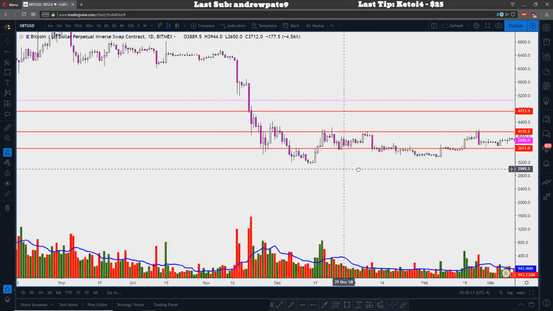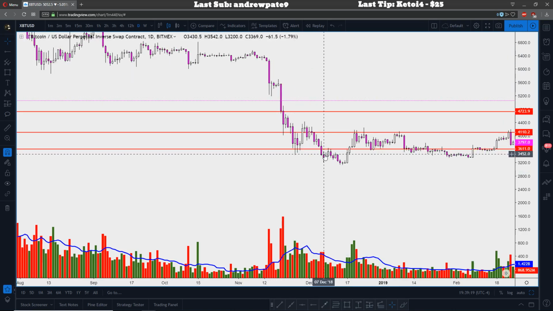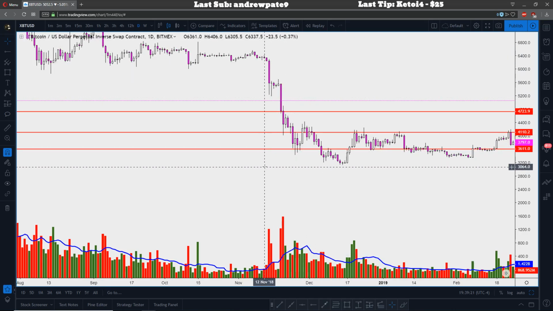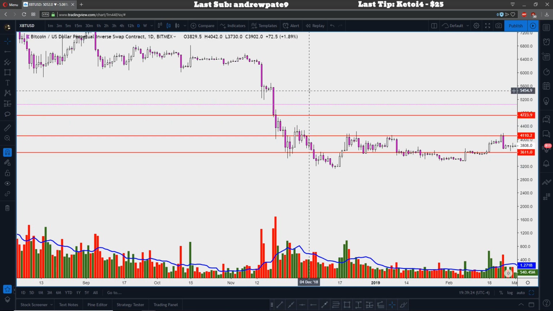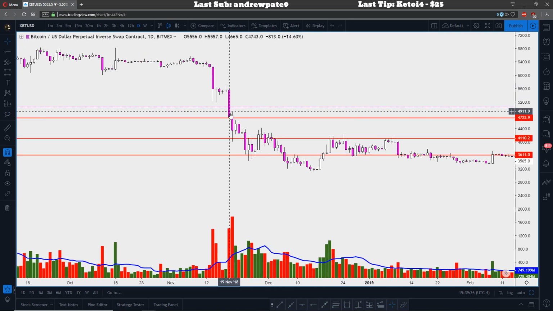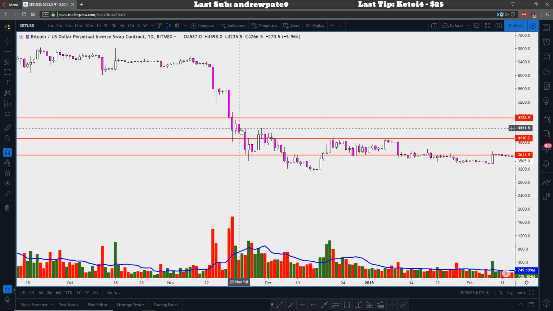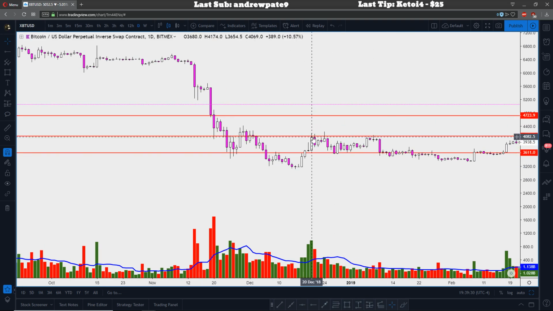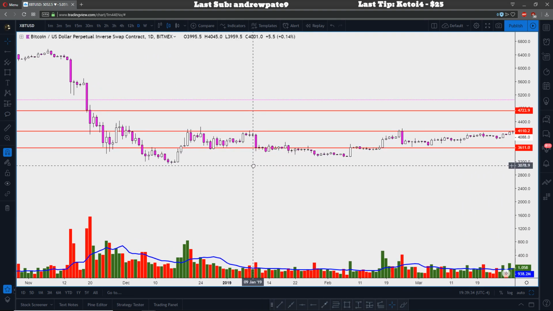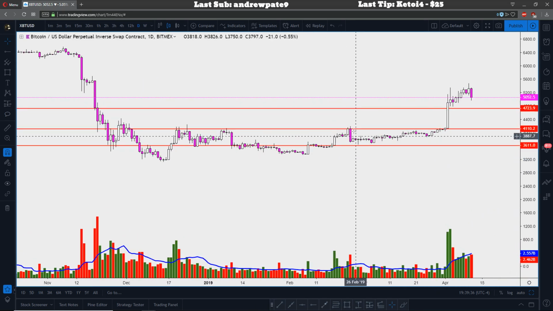So this impulse move down, the drop of November, didn't really respect these levels. This first candle touched it and then closed, but didn't really respect them. They were being respected once we started to pull back. You can see that actually became the exact high of this range.